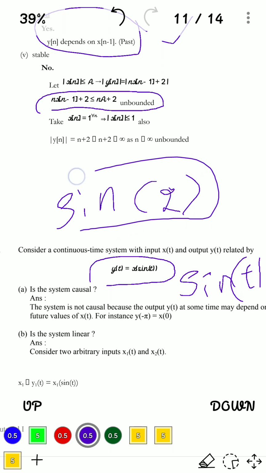When you substitute, you get to know what the resultant is. If it is depending upon the future value, then you can say that it is non-causal, but here it is not causal as well as not memoryless, right?